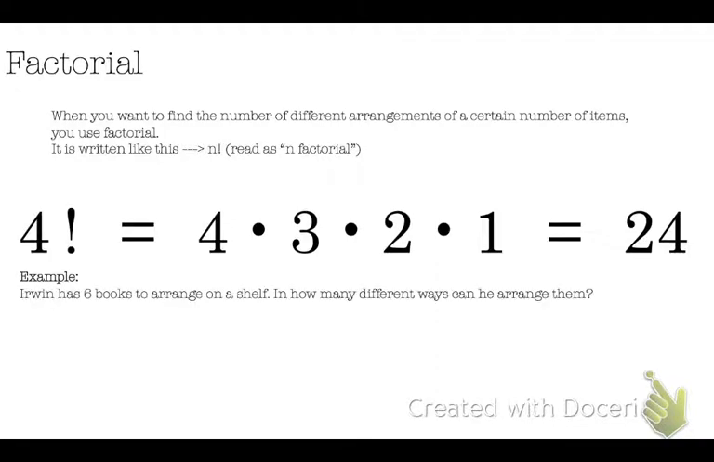So what about this one? Erwin has 6 books to arrange on a shelf. How many different ways can he arrange them? If he has these 6 slots, there are 6 choices for which book we want to put in that first spot. But then we've put 1 there, so then we have 5 choices here. Then we've put 2 books there, so now we have 4 choices. Then we have 3 choices, then 2 choices, and then 1. So we just have to find 6 factorial, which is 720. So there's 720 different ways he can arrange the books on his shelf.